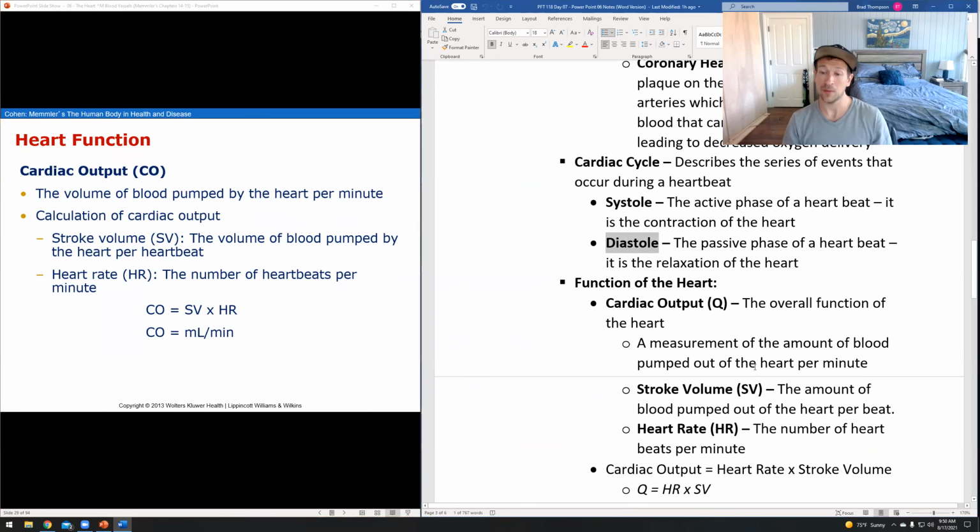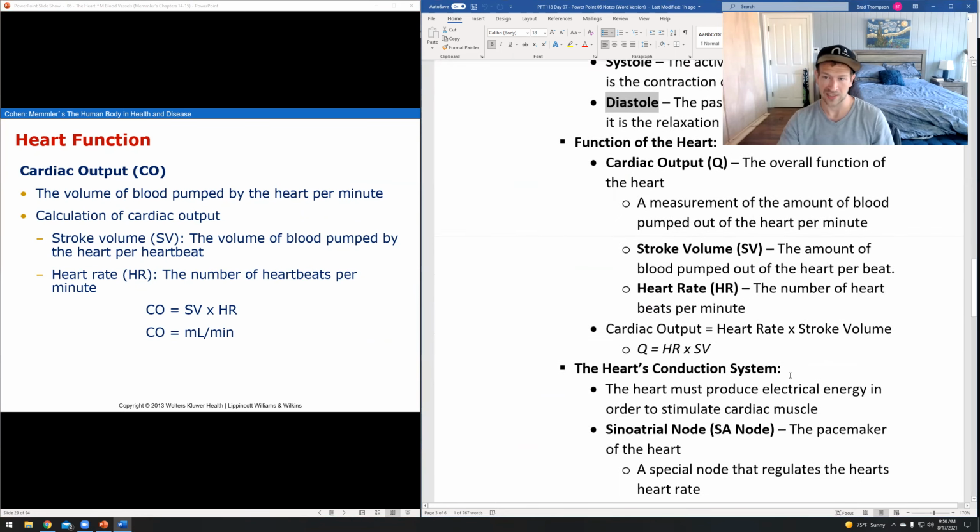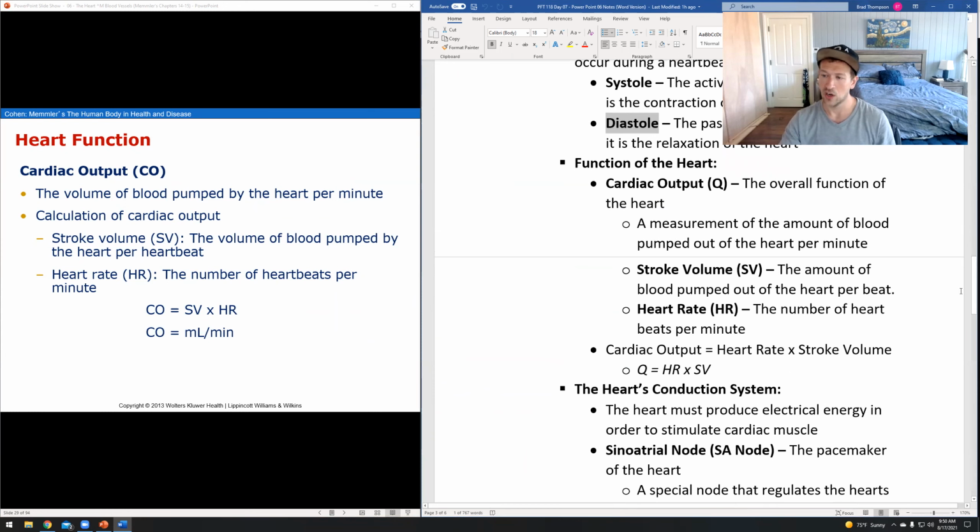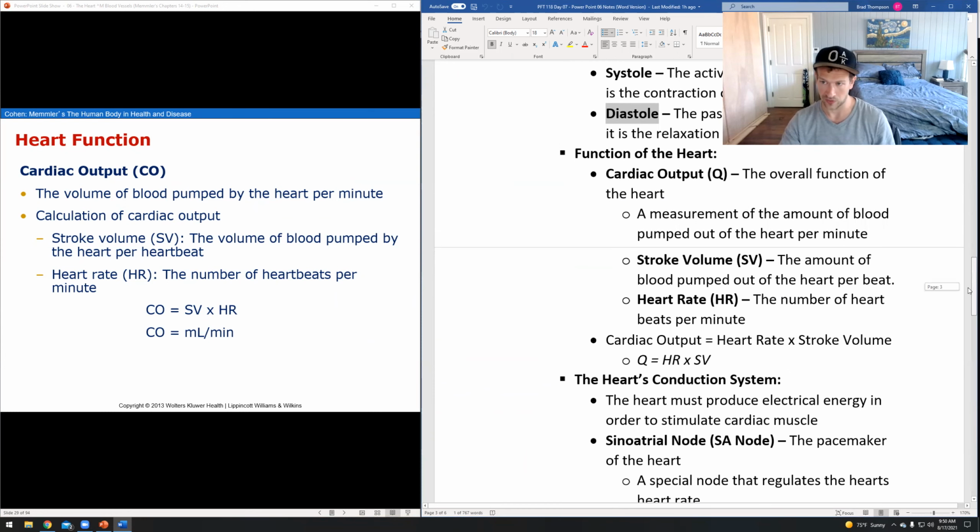Now, we do need to be able to measure how well our heart is actually functioning. And so when we're talking about the function of the heart, we're going to be looking at two main things. We're going to be looking at how often you can beat and how much blood you can pump per beat.